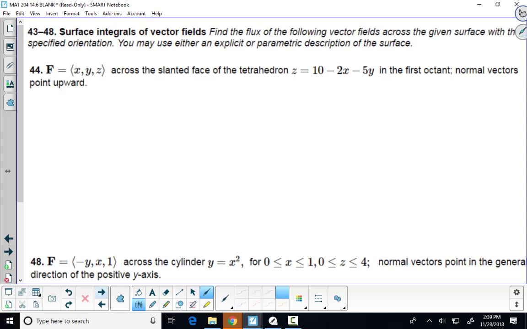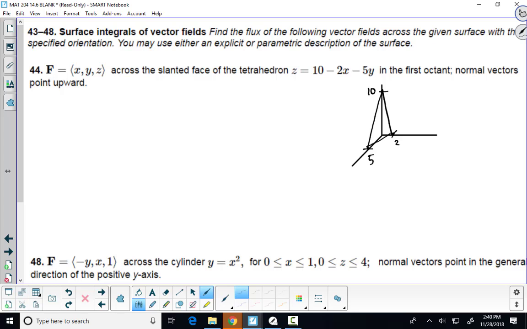Okay, surface integral of a vector field on the face of a tetrahedron. All right, so we have this nice tetrahedron. The face that we're going to look at is in quadrant 1. We have z-intercept of 10. The x-intercept is 5. What's the y-intercept? 2. All right, so we've got the face of this tetrahedron right there.